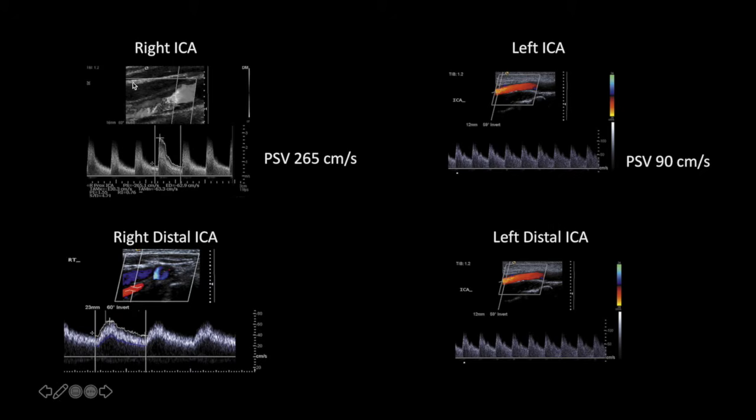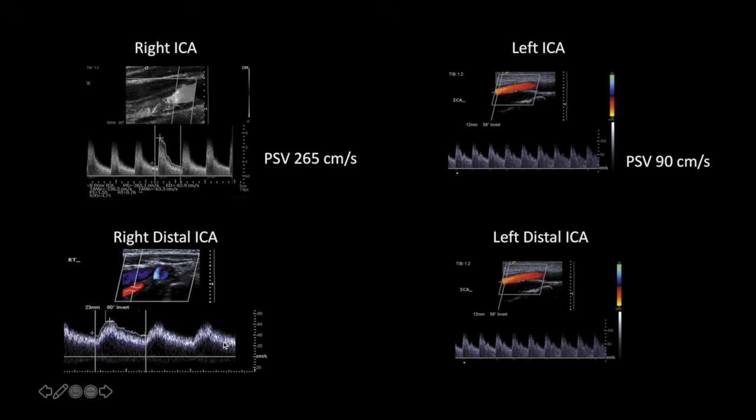Here on the left side of the screen we have the right internal carotid artery, and over here we have the left internal carotid artery. At the top we're imaging the proximal internal carotid artery, and distally we're imaging the distal internal carotid artery. You'll notice here at the proximal right ICA, the peak systolic velocity is very high in comparison to the left side.